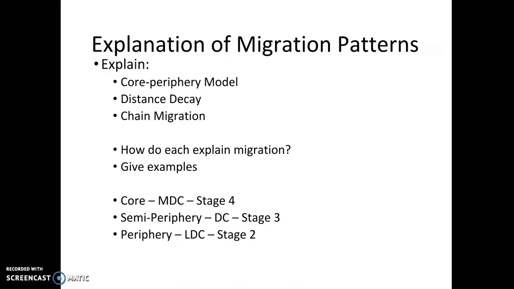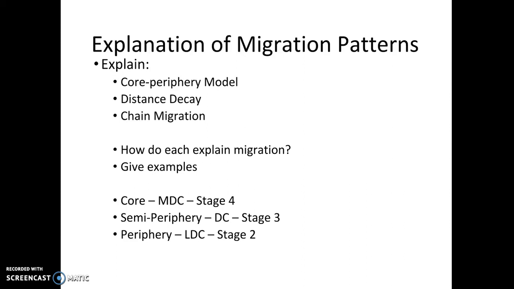We just talked about this migration pattern with the core periphery model. Again, we have the periphery. These are the LDCs, the stage 2 countries. The semi-periphery are the DCs, stage 3 countries. Core would be MDCs, stage 4 countries. So this would be like people migrating from Guatemala to the United States. They're migrating from LDC, stage 2, the periphery, and they will migrate to the semi-periphery, which would be Mexico in this case, or to the core, to the United States.